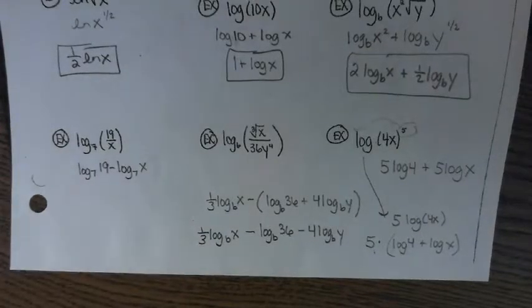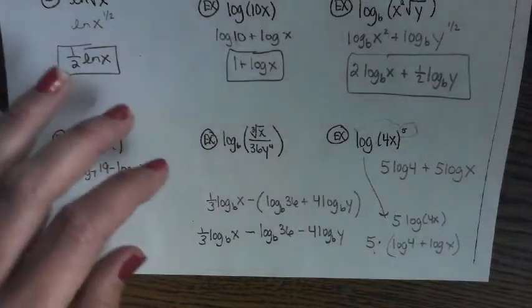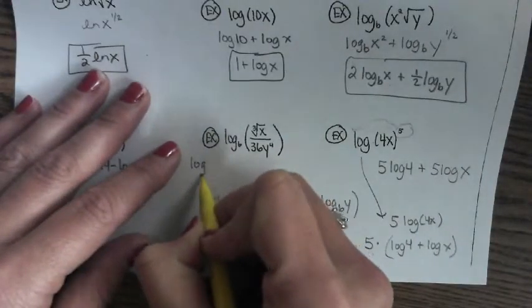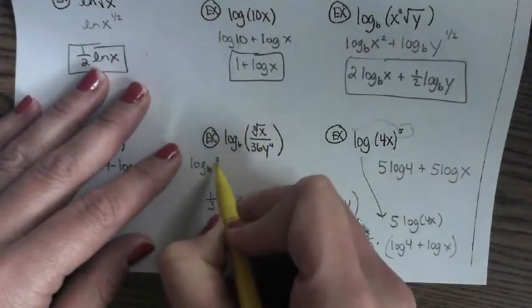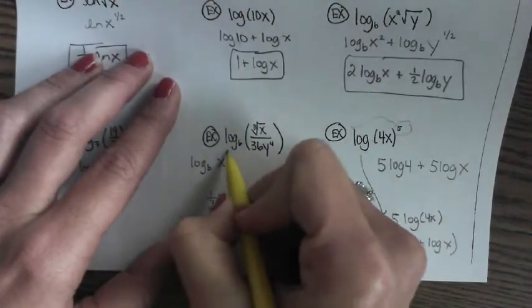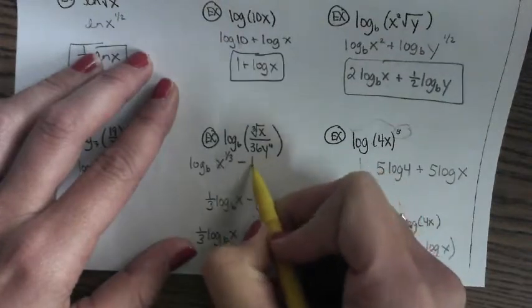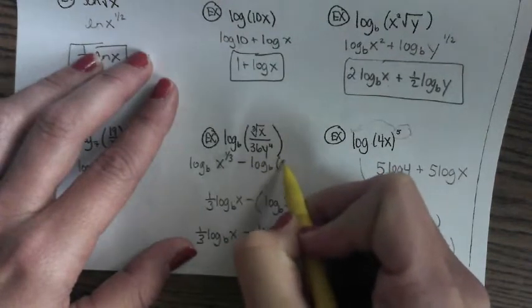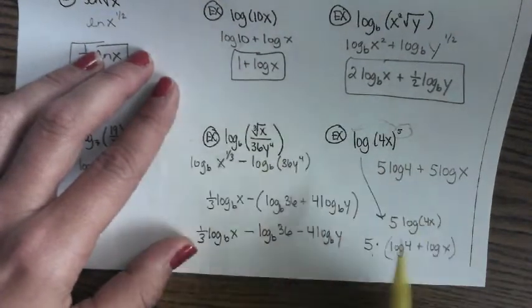Okay, I'm just curious, did you do this last year? You didn't? Not at all? Okay, so let me just go through this one just so we can see here. Log base b of the cubed root of, I'm going to change the cubed root of x to x to the 1/3, minus log base b of 36y to the 4th.